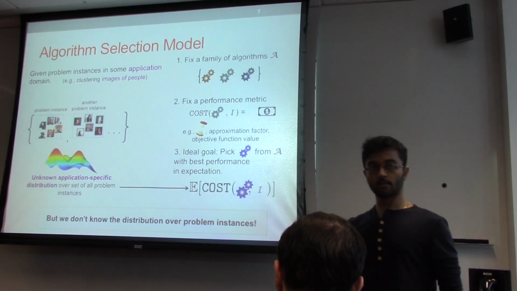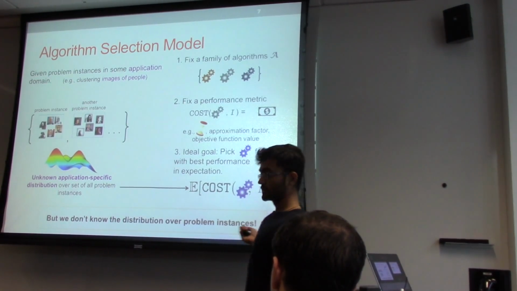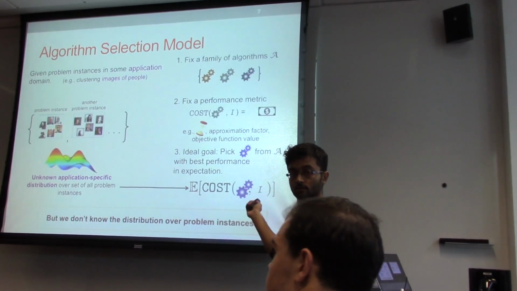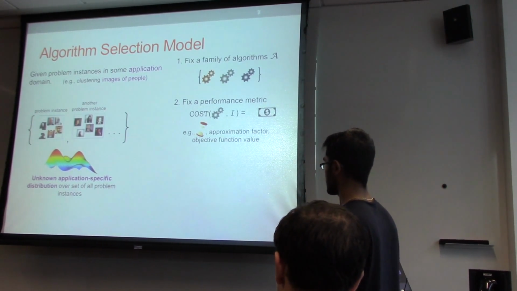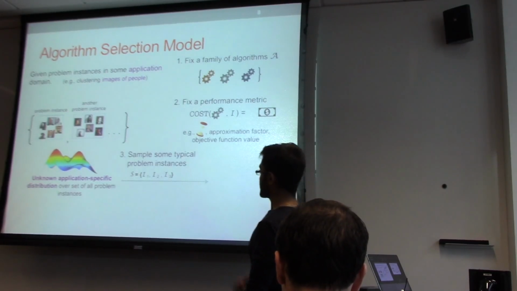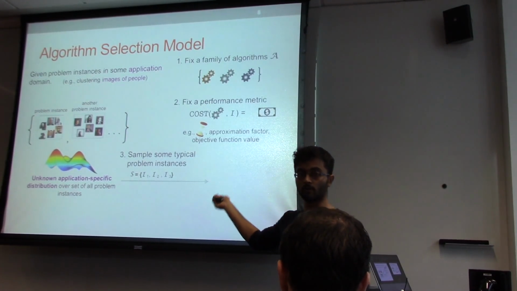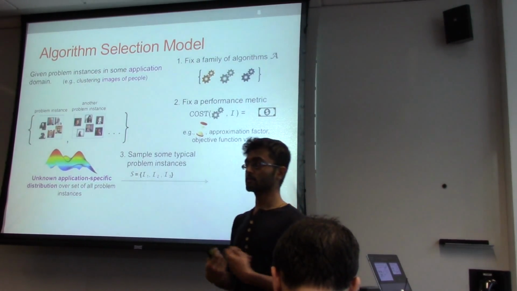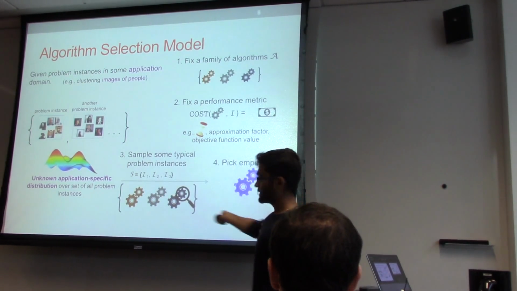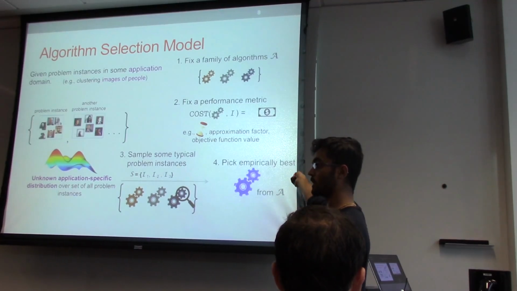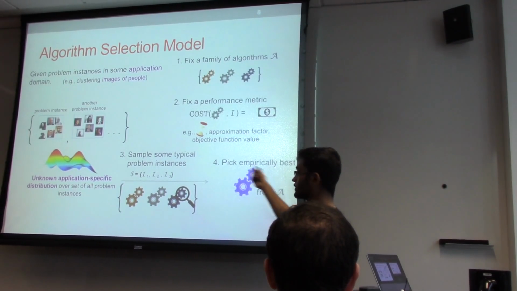But an obstacle here is that I do not know the distribution over problem instances. So this goal is too ideal for me. So the best I can hope to do is sample some typical problem instances. So I sample some problem instances to get an idea of what the distribution looks like. And I scan the algorithms and I pick the one that performs the best on those samples.